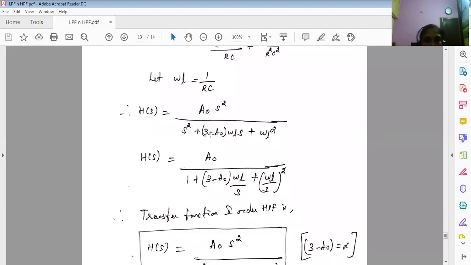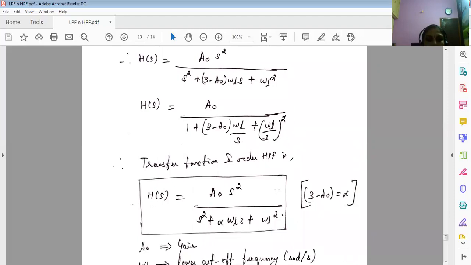Okay, so I'm moving this S square also to the denominator. So ultimately H of S is equal to A naught by 1 plus (3 minus A naught) omega L by S plus omega L by S square. But in general, we take the transfer function as this one, which is A naught S square divided by S square plus alpha omega L S plus omega L square.